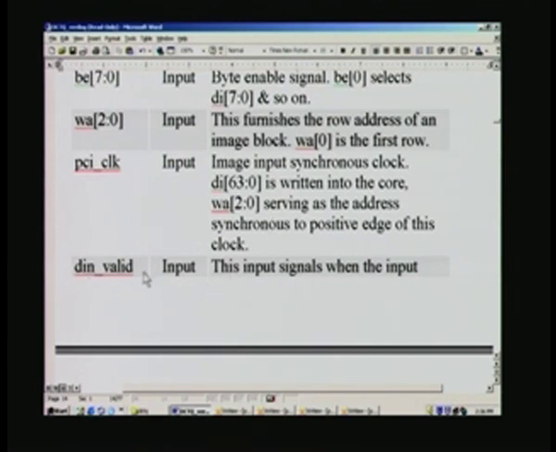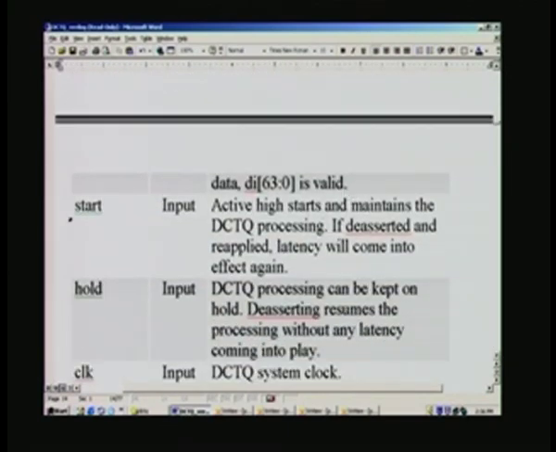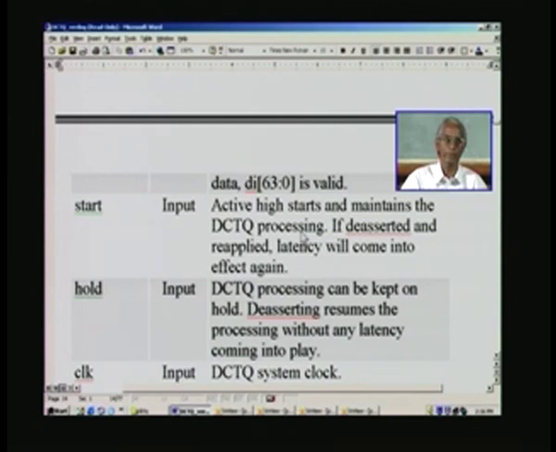And similarly, data valid, when the input data is valid, then we have the start signal, and what they are, input or output, are designated straight away here. Active high starts and maintains DCT-Q processing. Once you have started, you should not make it low, should keep it high. If you make it low, the whole thing will be suspended, and again it has to start afresh. So, every time you start afresh, you have to pay the penalty of latency. So, in this particular design, you will see that later on the latency is around 45, which is quite hefty, and why that, we will explain later on.